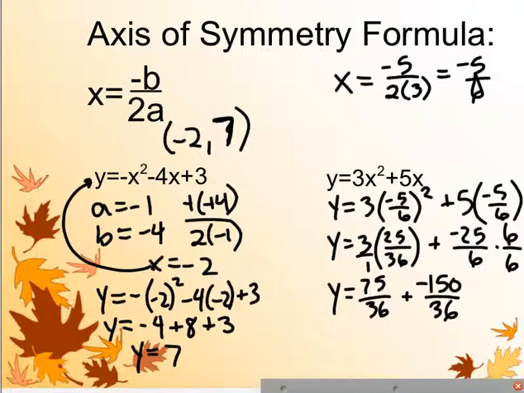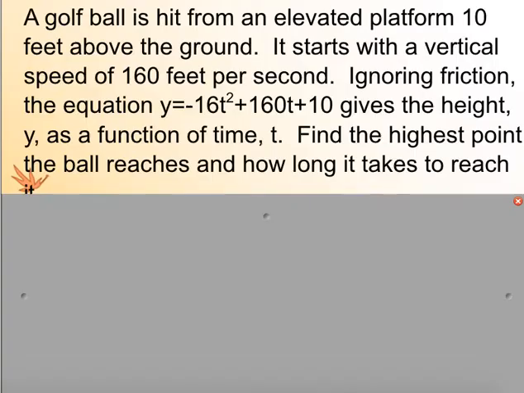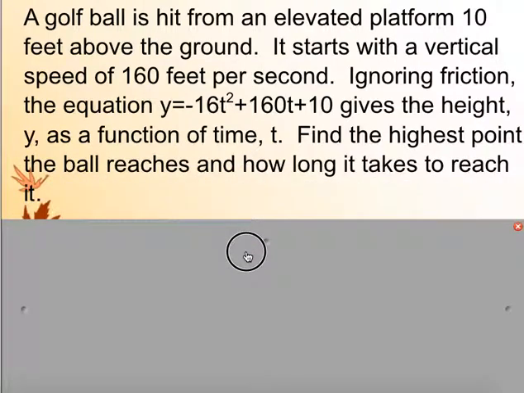All right, so we add those together and we get y is equal to -75 over 36, I believe, if I simplified correctly. So we would say my vertex is at -5 over 6. That's my x value that I get from here. And I plugged it back in to find my y value at -75 over 36. All right. So we can use these quadratics as well to solve problems like this.